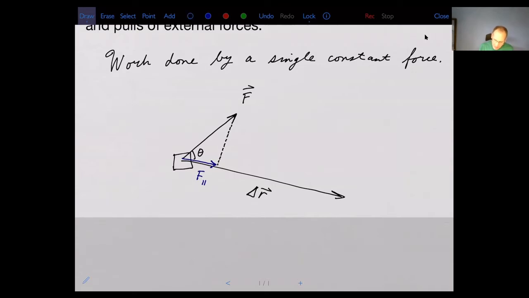So the work done, I'll just call it W, by that force F is equal to the parallel component of that force times the displacement. Okay, and it turns out it's a scalar. Work is a scalar. It has no direction, just a magnitude, and the units are joules.